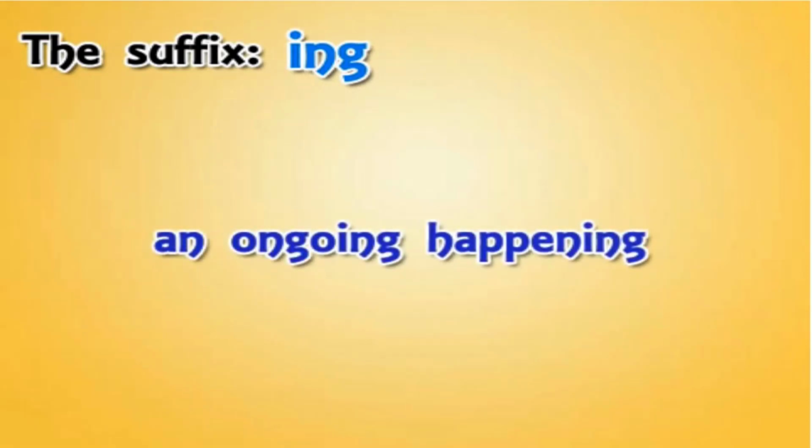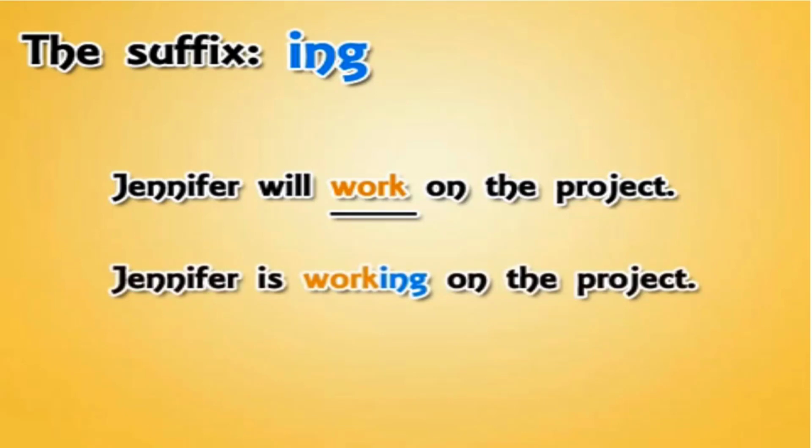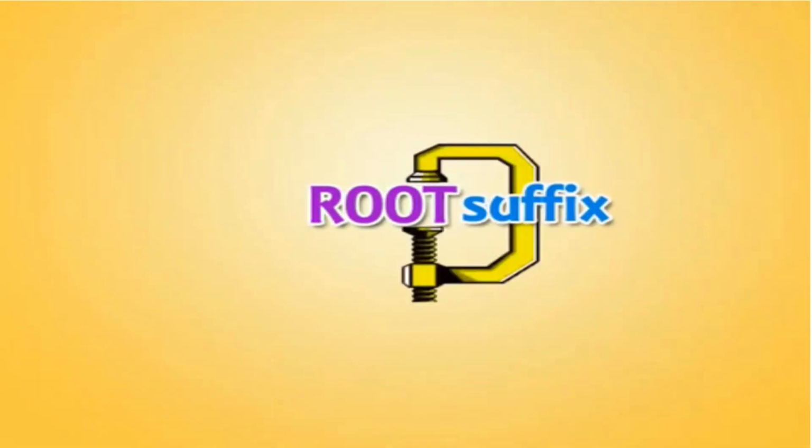Other suffixes give you a clue about the status of your root word like ed does. If you add a suffix like ing to a verb, you turn it into something that is not complete or it is currently going on. That ing tells you that the action is happening now. Jennifer will work on the project. In that sentence, the verb work is not currently happening. Jennifer is working on the project. In that sentence, the action is happening right now. Jennifer is working now. Just keep in mind that while the root or stem of a word tells you the basic meaning, a suffix can change how you use the word.